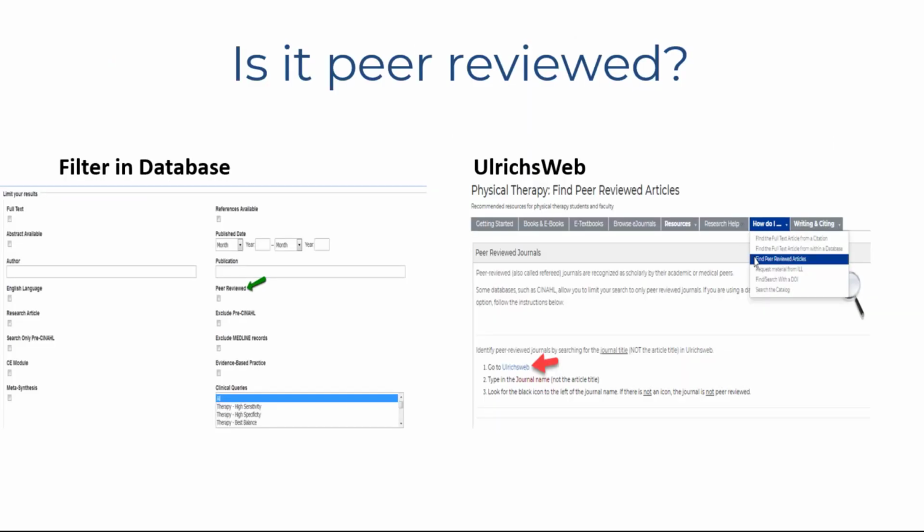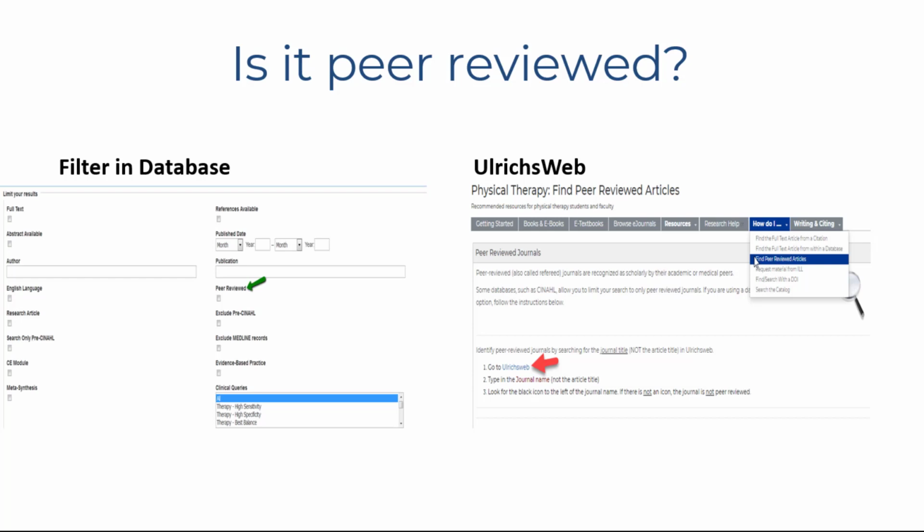So how to tell if something's peer reviewed? Well, a lot of the databases do have a filter available where you can just check a little box and it will try and retrieve only articles from peer reviewed journals. We also have a database called Ulrich's Web. You can find information about Ulrich's Web under the How Do I tab, under Find Peer Reviewed Articles. You can also access the database from Ulrich's Web, or you can go directly to Ulrich's Web through the 4th tab on the HPD homepage, Databases, and find it that way.